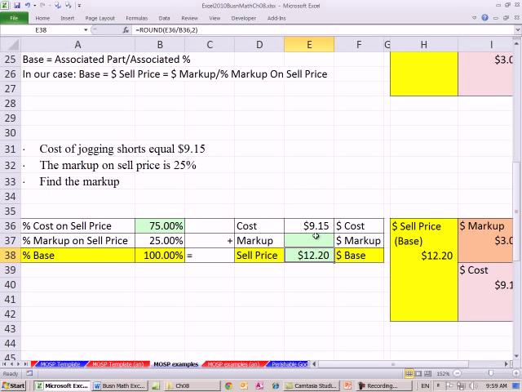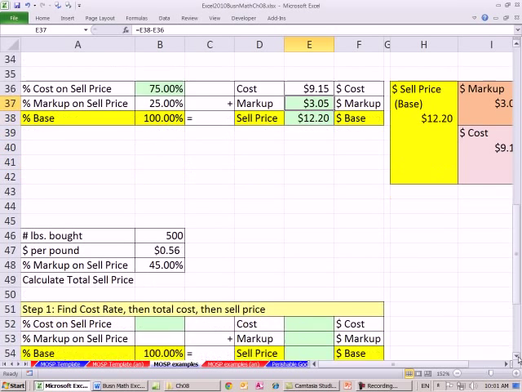Now we have two items on the same side of our template. So I can say, hey, sell price minus the cost will give us our markup, $3.05. So what did we do? We were given two bits of information. We had our template, and we could calculate all the other parts. Now let's look at our fourth example. And this one's slightly different.